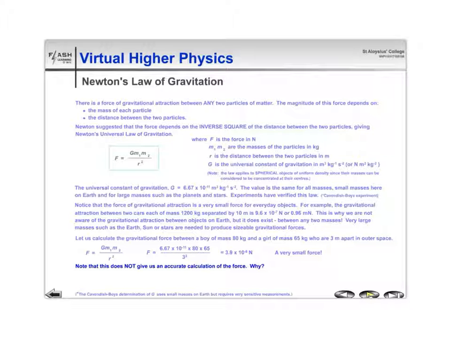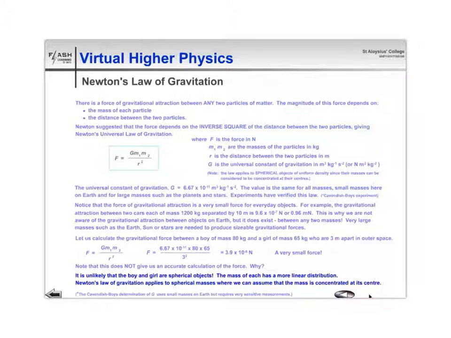Here there's a worked example showing you, if you had a boy and a girl whose masses are separated by 3 meters, the force would be tiny fractions of a Newton. And even that's not accurate, because it assumes the basic idea of spherical masses, that all of the mass of an object can be considered as being concentrated at its centre. That's true for roughly spherical objects, but not really for more irregularly shaped objects such as people.